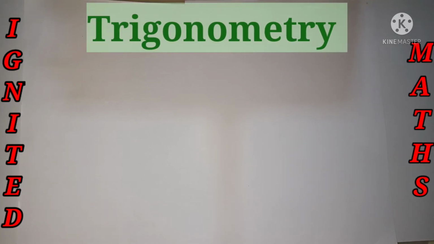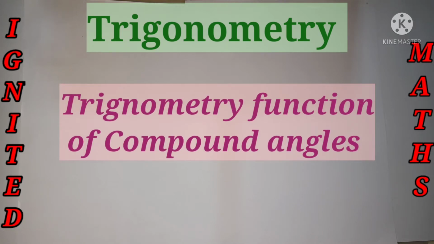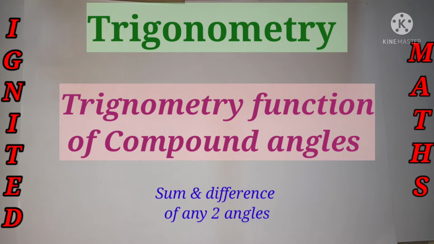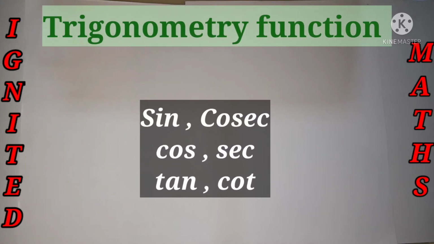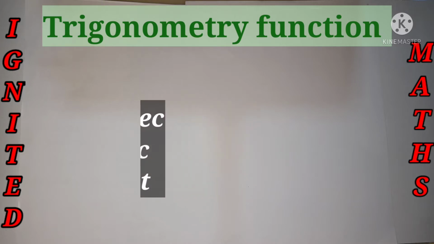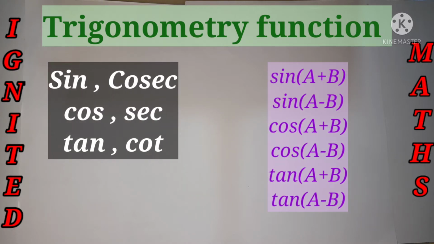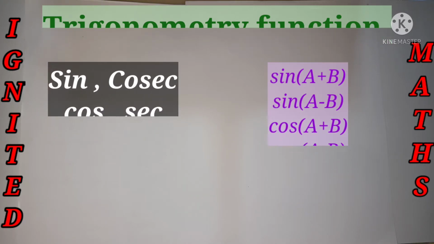In this video, we are going to do the chapter on the trigonometry of compound angles. What are compound angles? Compound angles are the sum or difference of given angles. The trigonometric functions listed are sine, cos, tan, cosec, sec, cot. We are going to find the compound angles in this video.